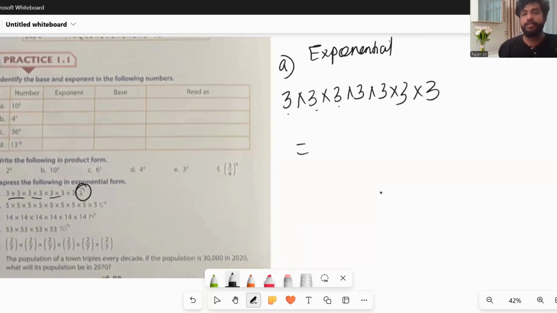So how do you write this? We know that the number is an expansion of the product form of 3. So just write 3 and then count the numbers. We have 1, 2, 3, 4, 5, 6, and 7. So you write 3 raised to 7. That's it. This is your exponential form.